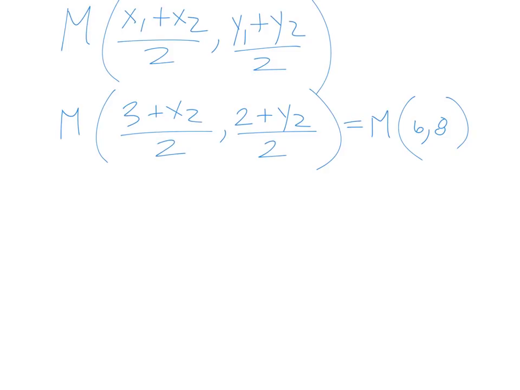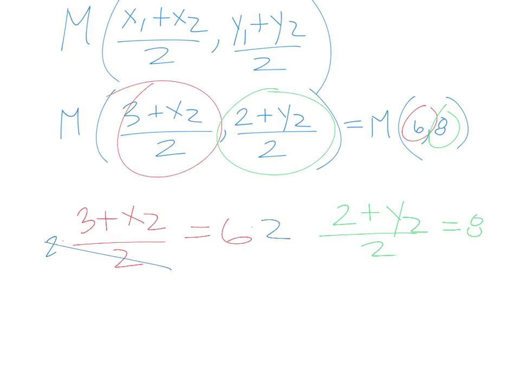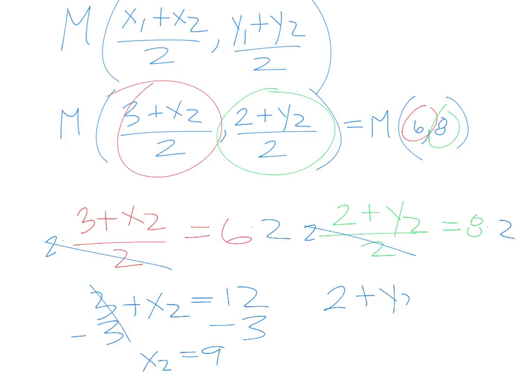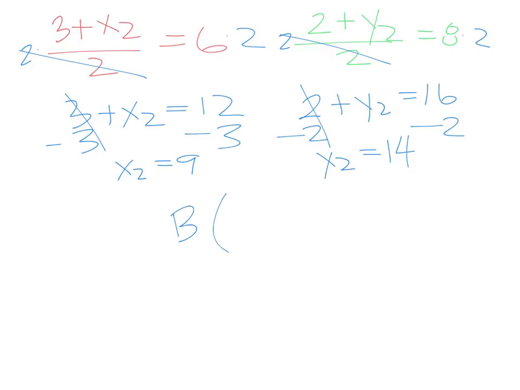All right, so I'm going to have two equations now. So I have this one. I have 3 plus x sub 2 over 2 equals 6. And I have this one. I have 2 plus y sub 2 over 2 equals 8. So multiply by 2 on both sides. I have 3 plus x sub 2 equals 12. Subtract 3. And x sub 2 equals 9. Multiply by 2 on both sides. 2 plus y sub 2 equals 16. Y sub 2 equals 14. All right, so I have B, which is 9, 14. Done.